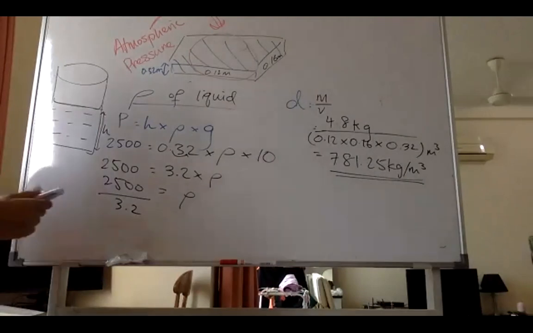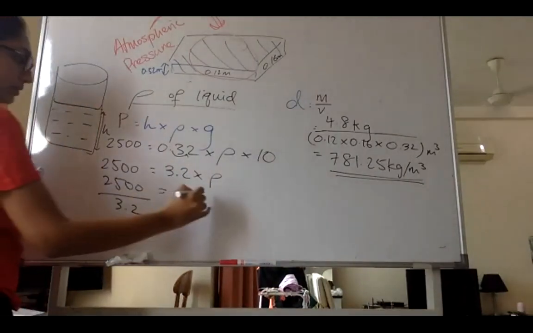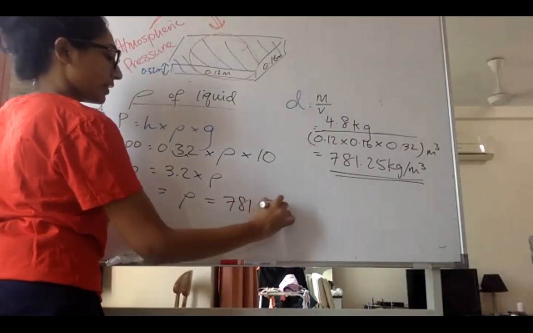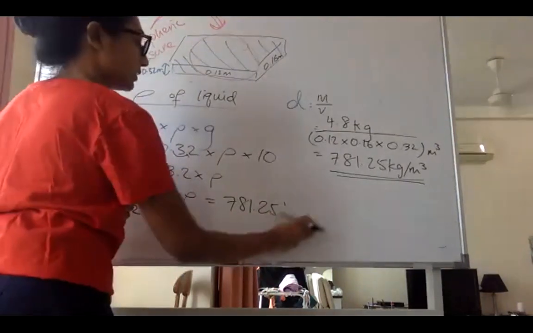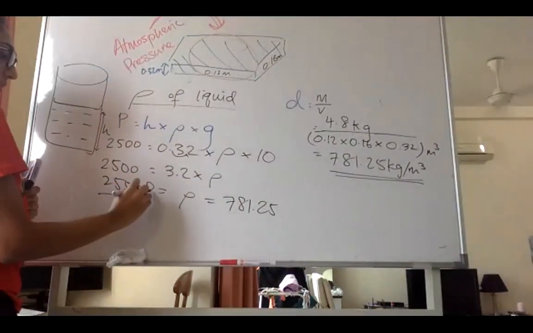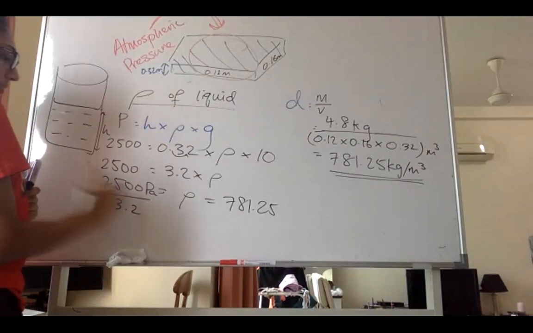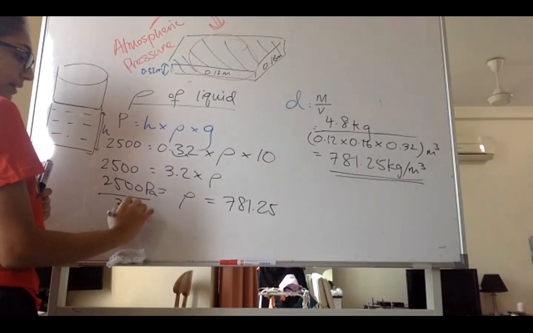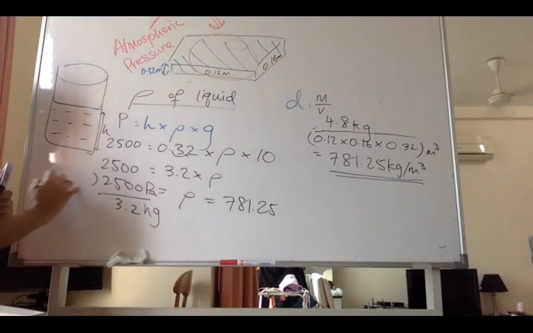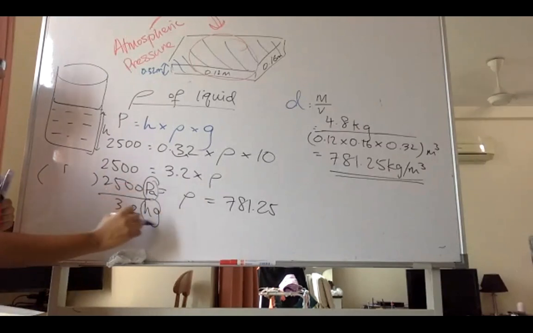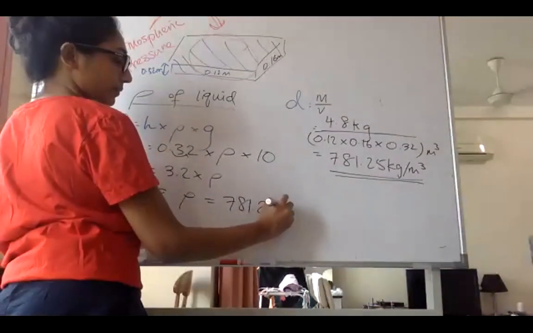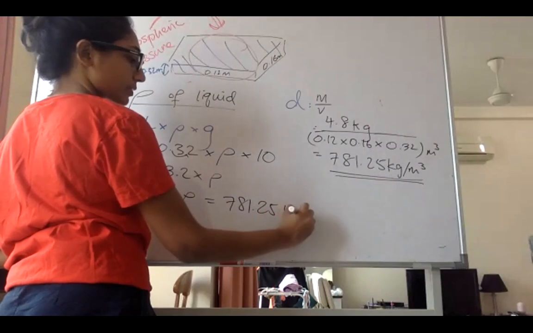And you will get the same answer, 781.25 kg per meter cube. In this case, this is P, and then this is Hg. So why is it Hg? Because height times gravitational acceleration. But no, we don't put it this way. You can just put kg per meter cube.